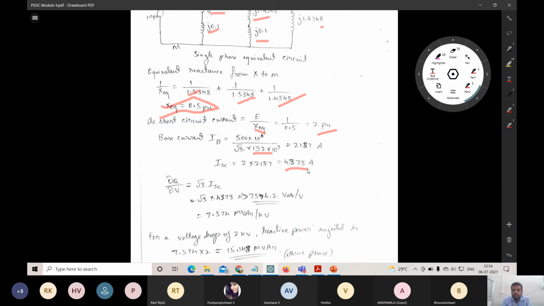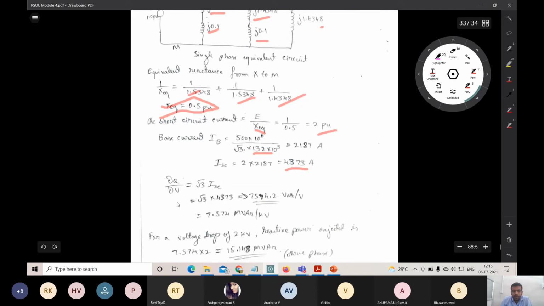So dou Q by dou V, change in reactive power by change in the voltage. He has given that 2 kV voltage is dropped there. So when the 2 kV voltage is dropped, how much reactive power do you have to inject? That is what we are actually interested in calculating. So for that you have to first calculate the change in reactive power for change in voltage.